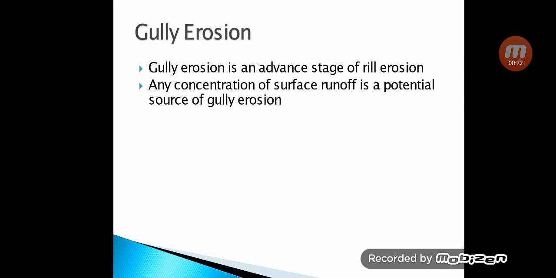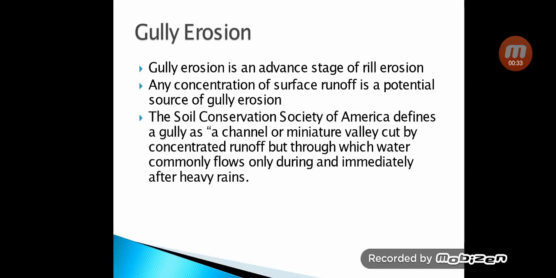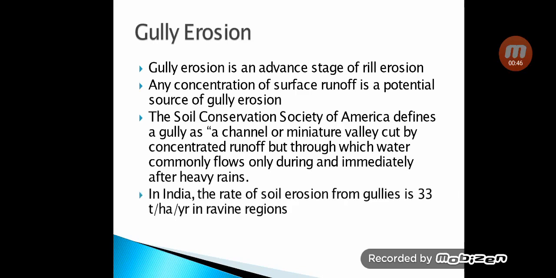The concentration of surface runoff, that is, water moving with high velocity over the surface, is a potential source of gully erosion. A gully is defined as a channel or miniature valley cut by concentrated runoff through which water commonly flows only during and immediately after heavy rains. It is estimated that in India the rate of soil erosion from gullies is about 33 tons per hectare per year. So that much soil erosion per year occurs in India.